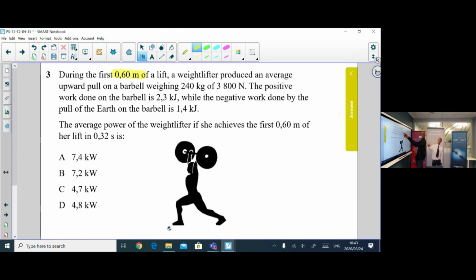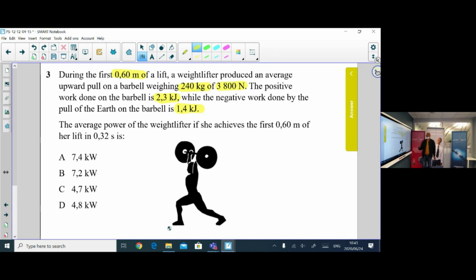0.60 meter, produce an average upward pull on a barbell weighing 214 kilogram of 3,800 Newton. The positive work done on the barbell is 2.3 kilojoules, while the negative work done by the pull of the earth on the barbell is 1.4 kilojoules. If you can just look at that, we have a positive work done and a negative work done.